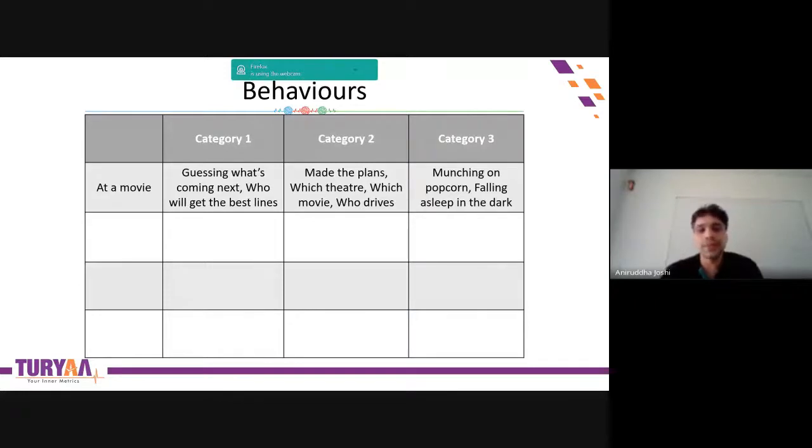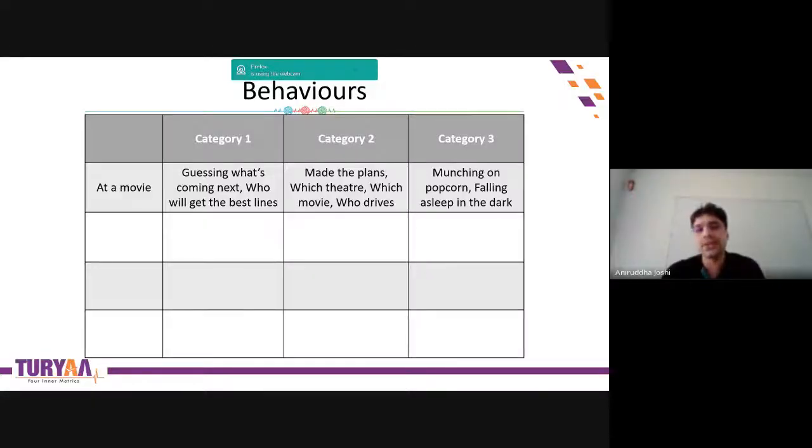There will be a few people who will make the plans: we will go to this theater, we will go by this car or that bus, and so on. And there will be a category who are just enjoying. They just want to go to the movie, have good popcorn, have fun, and so on.